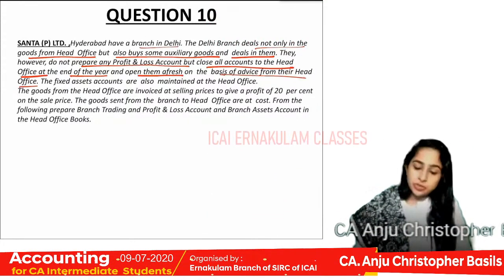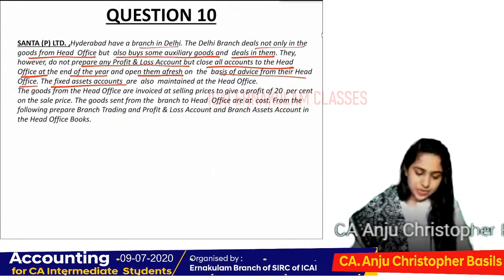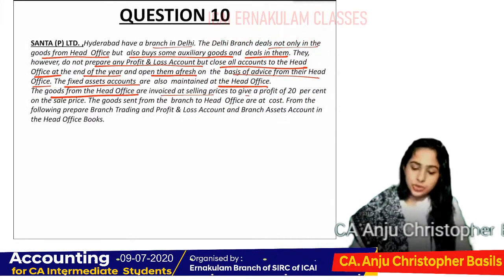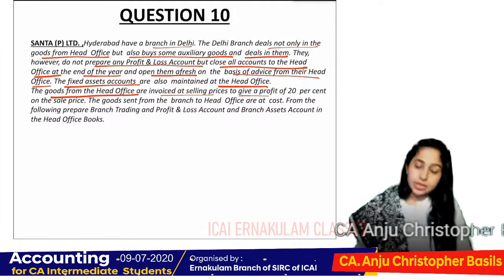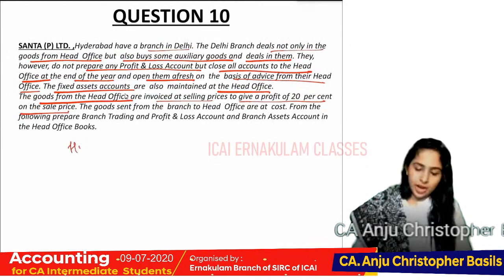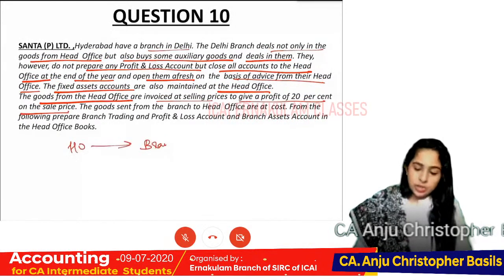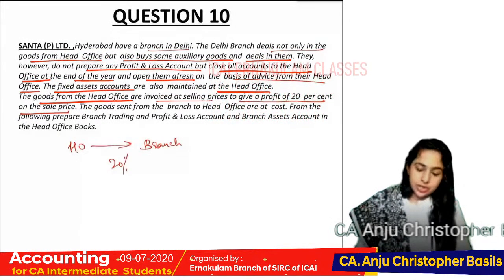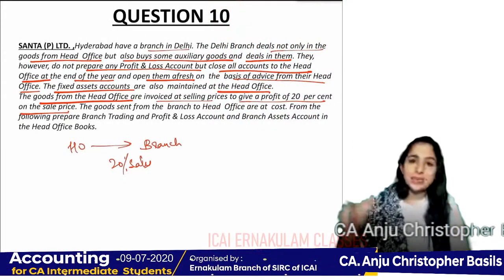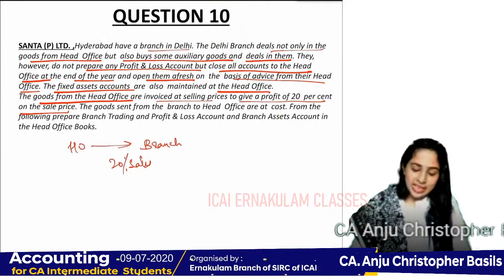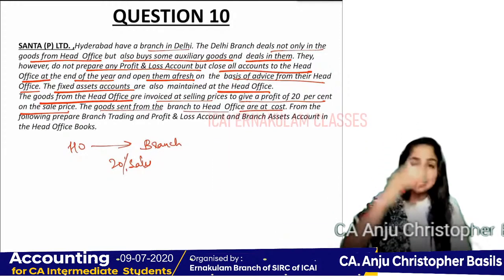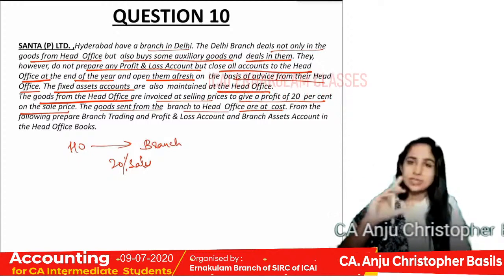The fixed assets accounts are also maintained at the head office. The goods from head office are invoiced at selling price to give a profit of 20% on the sale price. So from HO to branch, the goods are transferred at 20% on sales. The goods sent from branch to head office are at cost. If there are any transfers, it is at cost.